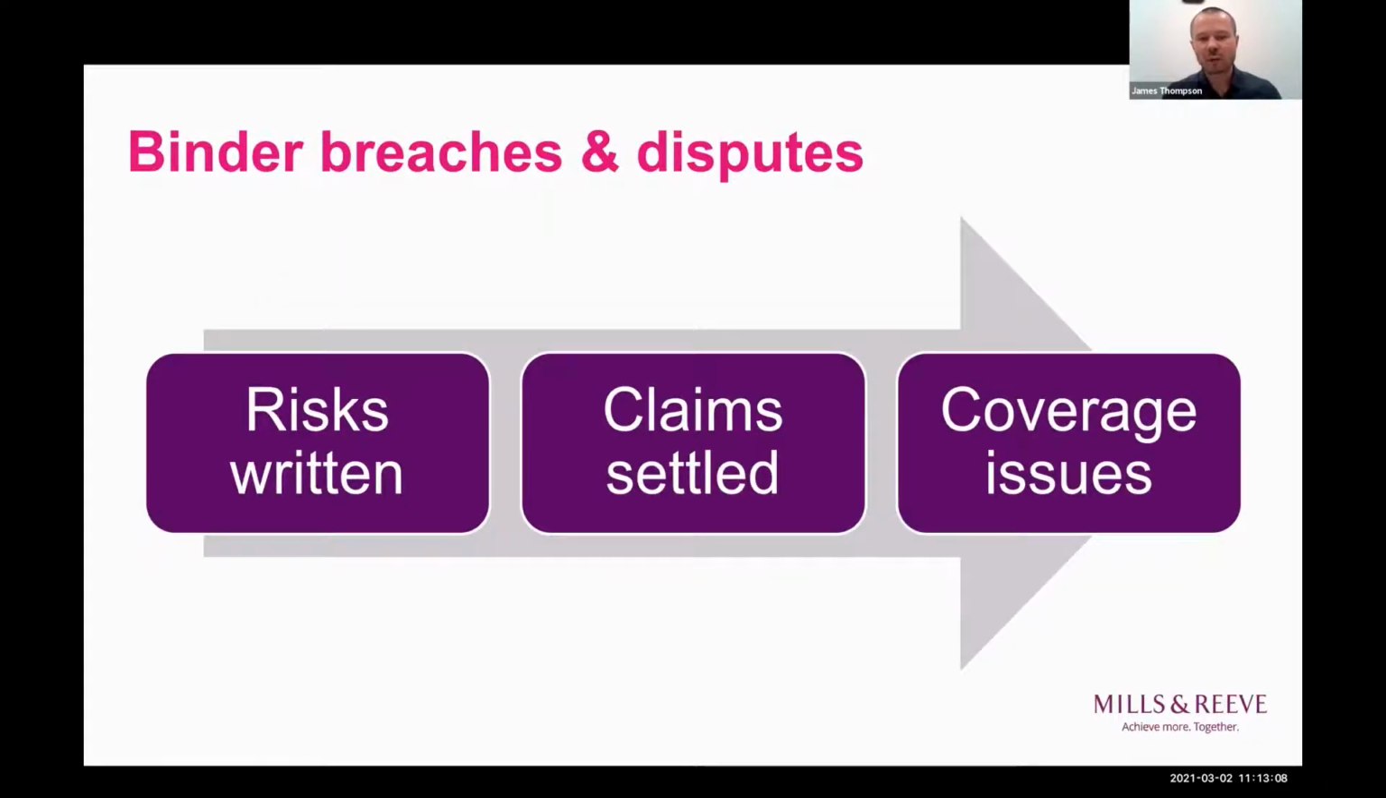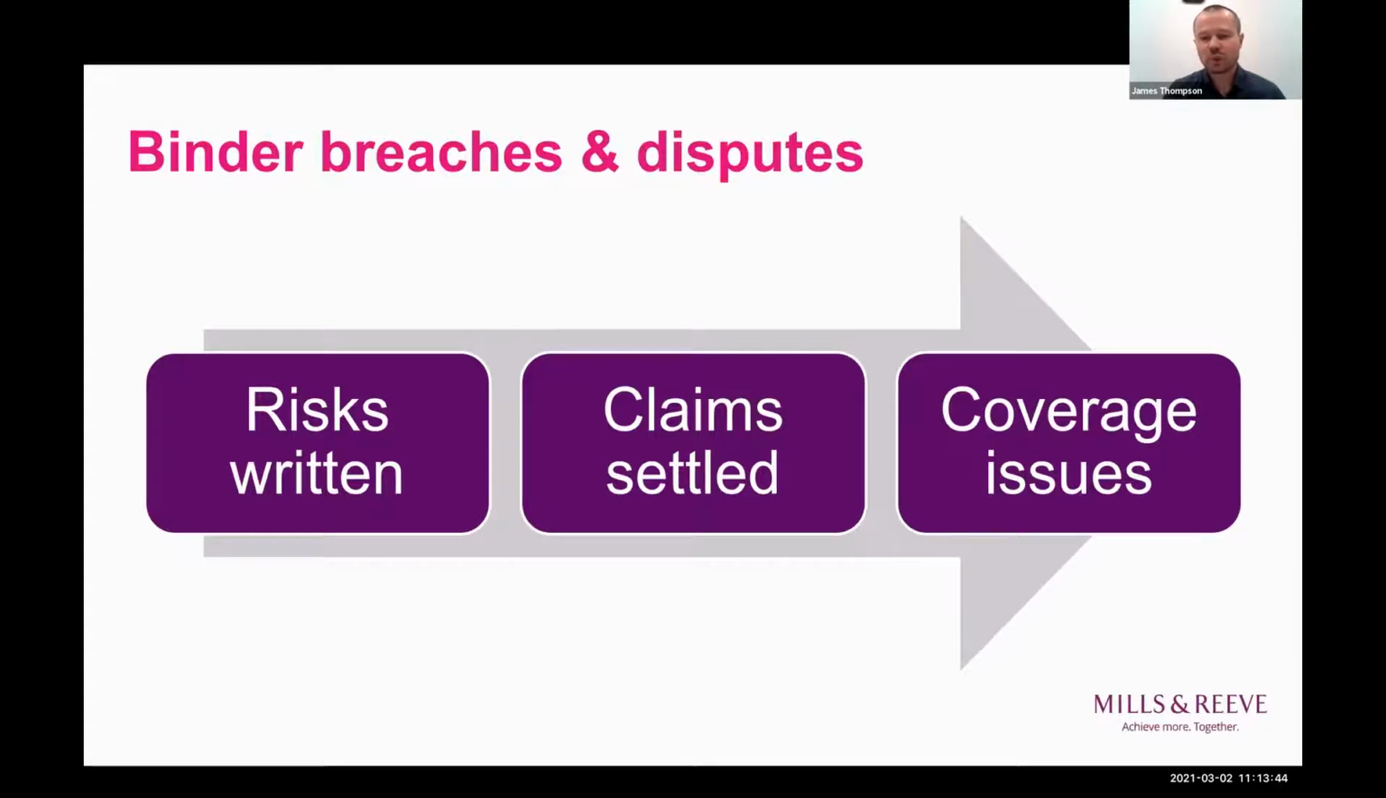And we're going to talk now about binder breaches and disputes. Binder breaches and disputes can obviously occur in relation to any aspect of the cover holder or managing agent situation around underwriting, risks that have been written that should have been referred to capacity providers, claims that have been settled outside of authority, or perhaps coverage issues that should have been either flagged pre-inception, identified on proposal forms, or notified to insurers during the course of a claim.